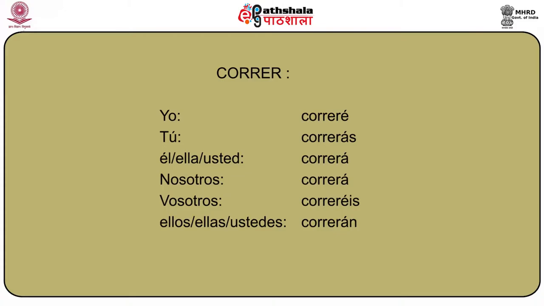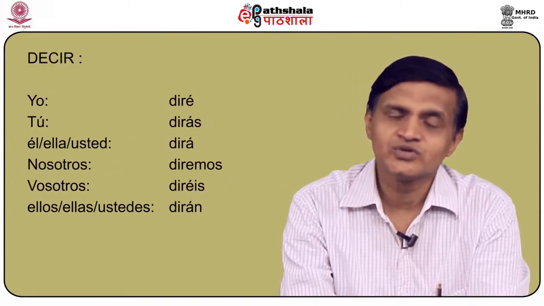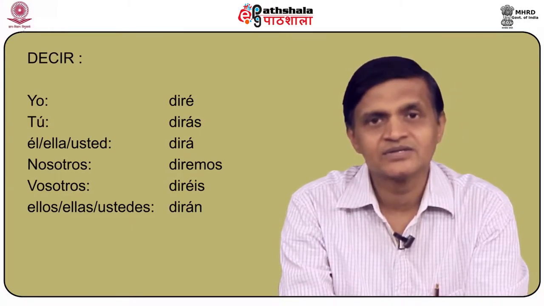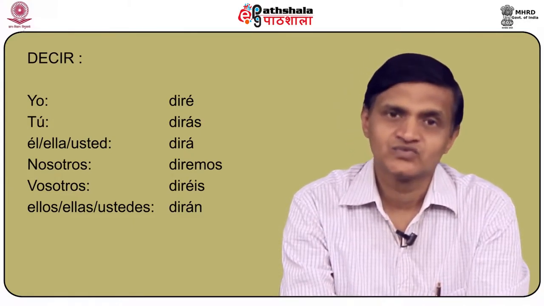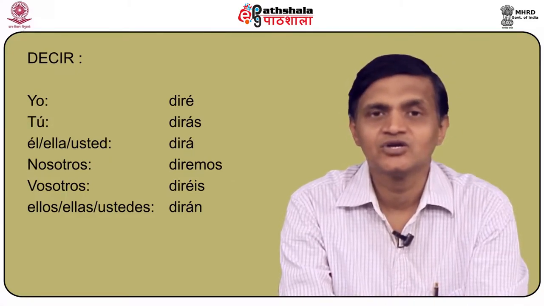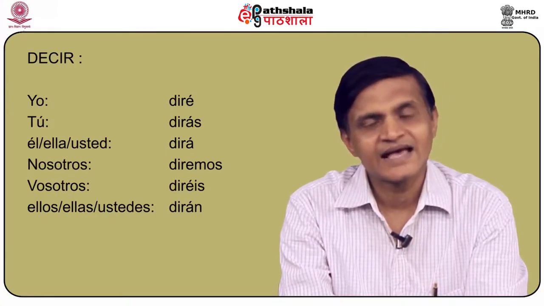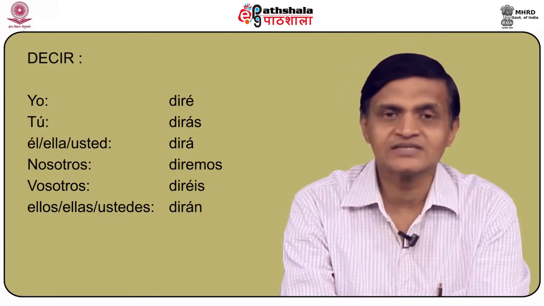Another verb which I would like to talk about today is decir. How do we conjugate decir in the future? We do the conjugation in the following manner. Yo diré. Tú dirás. Él, ella, usted dirá. Nosotros diremos. Vosotros diréis. And ellos, ellas, ustedes dirán.